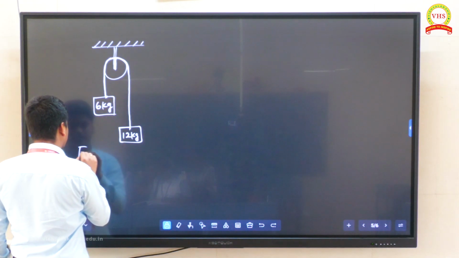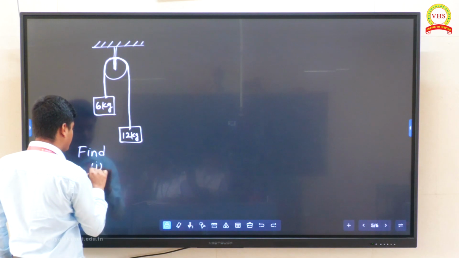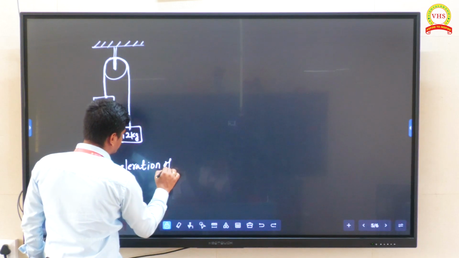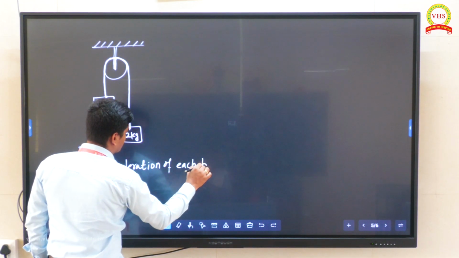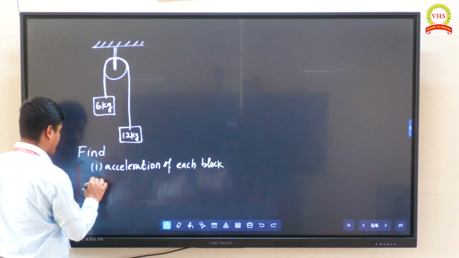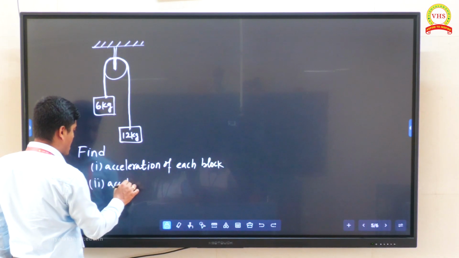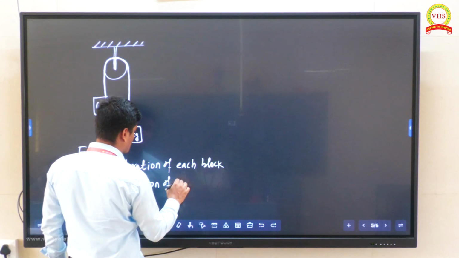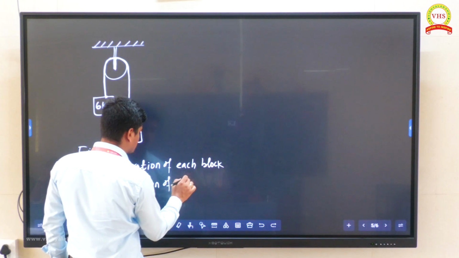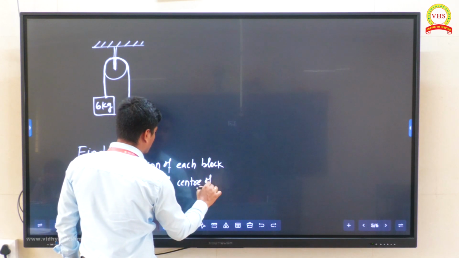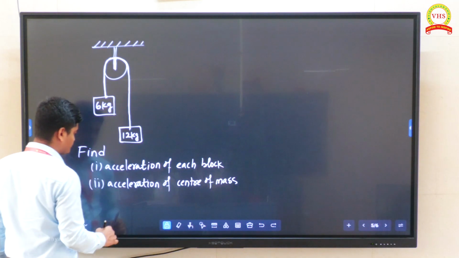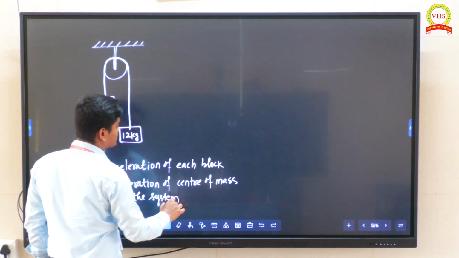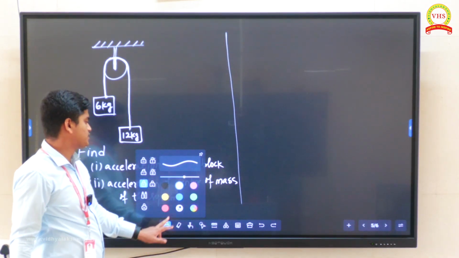Now here what you find? Find the acceleration of each block. And also find the acceleration of center of mass of the system. Try to find the answer.